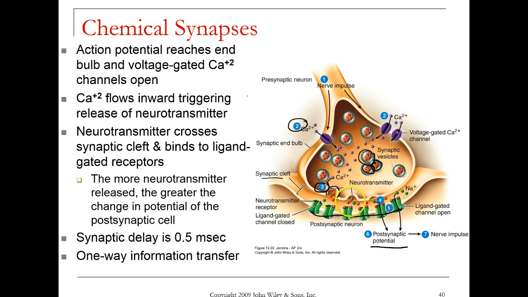Now this is only going to be a one-way transfer of information. So neurotransmitter will only go from the presynaptic neuron to the postsynaptic neuron. Right? If this postsynaptic potential is enough that by the time it hits the trigger zone, it hits negative 55 millivolts, we get an action potential. We get a nervous impulse.